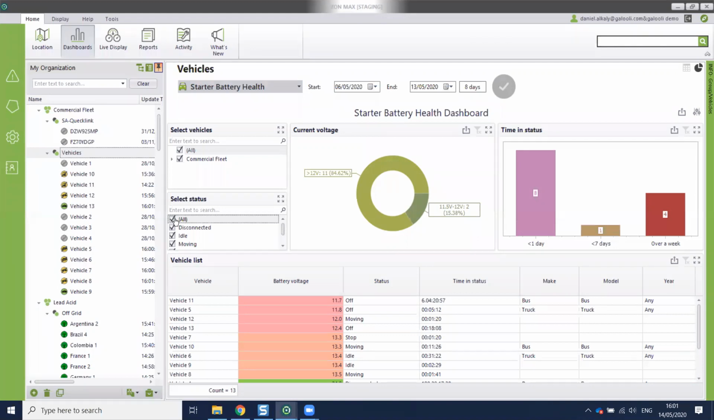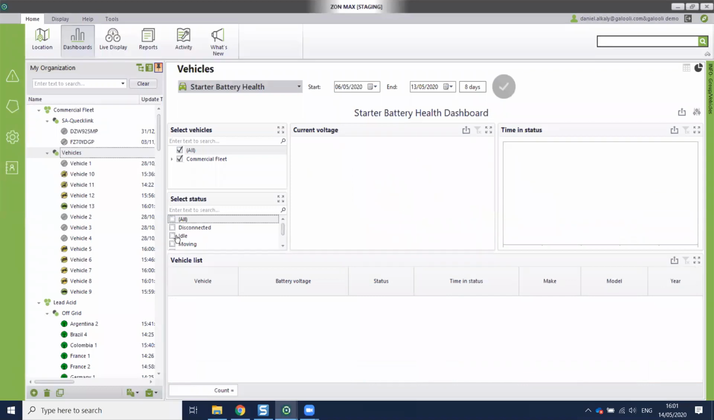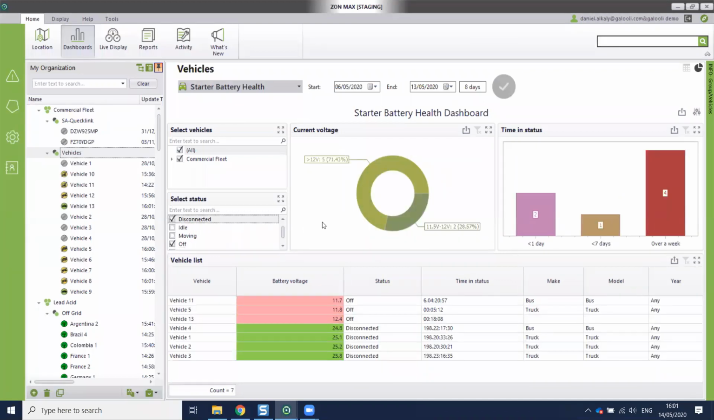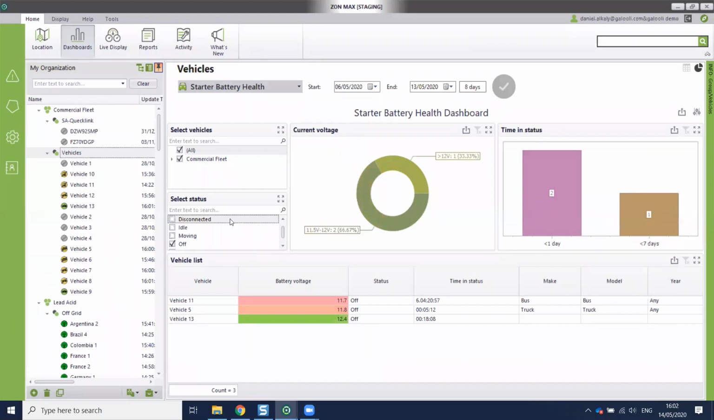What I'm going to do is show, right now the most relevant thing would be off and disconnected, okay? And so basically what I did here is I'm seeing this information only for vehicles which are currently off or disconnected. Actually, let's do it only on off, let's make it easier. And then we have information about vehicles, the time and status of the vehicles.